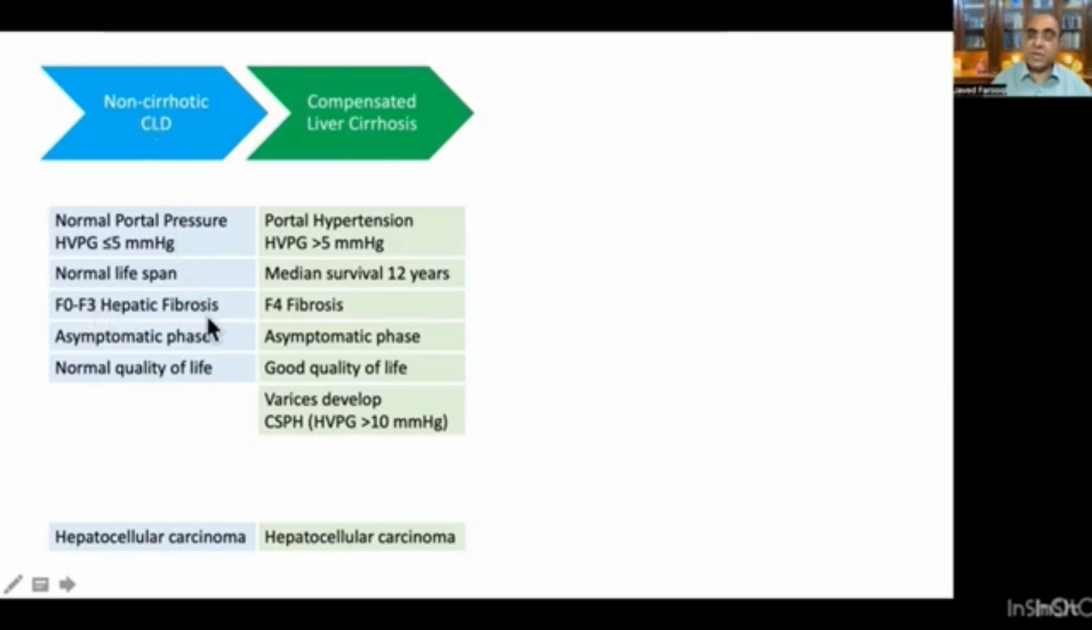Just like non-cirrhotic chronic liver disease, compensated liver cirrhosis is also asymptomatic, and the patient has a good quality of life. But remember, in the second part of compensated liver cirrhosis, the portal pressure exceeds 10 millimeter of mercury, and then it is called clinically significant portal hypertension. This is the stage when varices develop. Again, this stage is not immune to hepatocellular carcinoma. Rather, the risk of hepatocellular carcinoma is increased as compared to non-cirrhotic chronic liver disease.